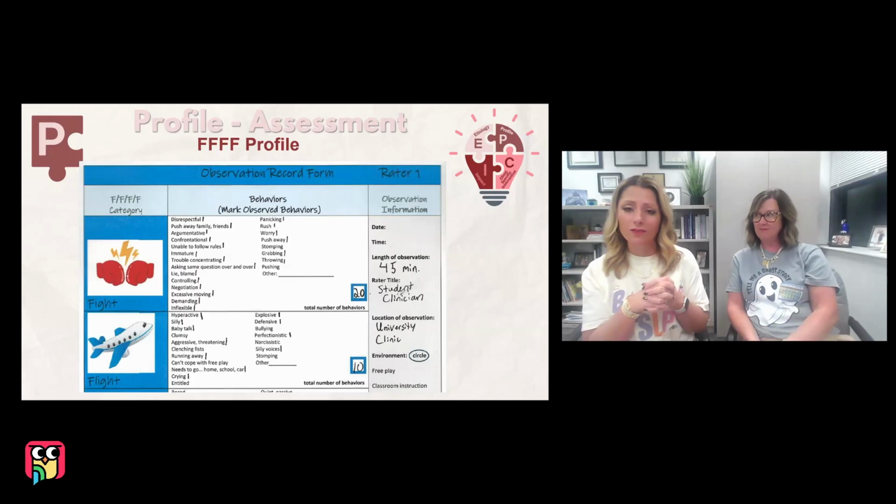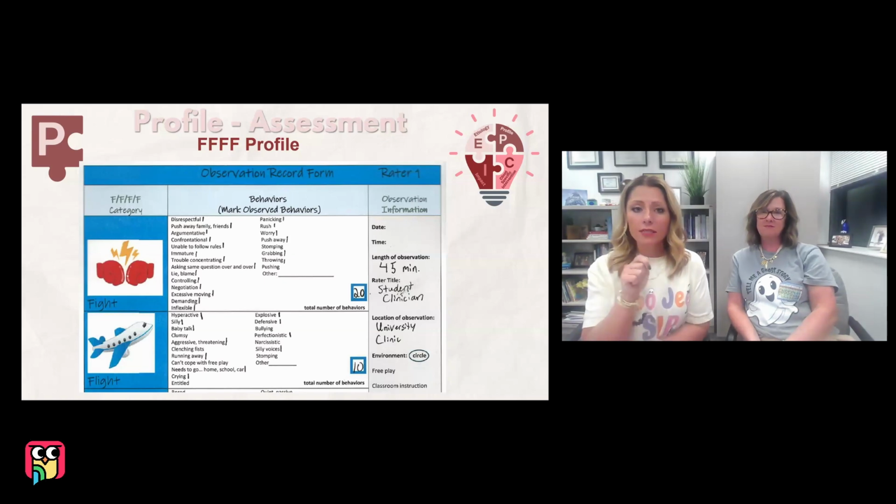We didn't get into the school with him to do this with the teacher, so this was just done in our university clinic. So you can see little tally marks next to the behaviors that he showed. And keep in mind, this was during one session, so a 45-minute session here at our clinic. He showed primarily fight and flight behaviors.